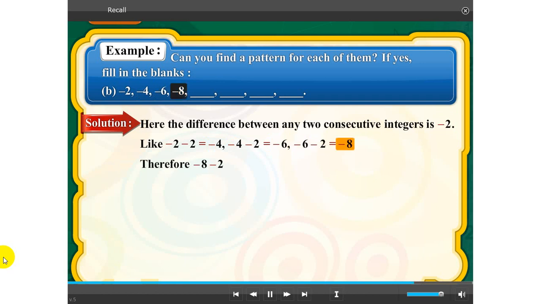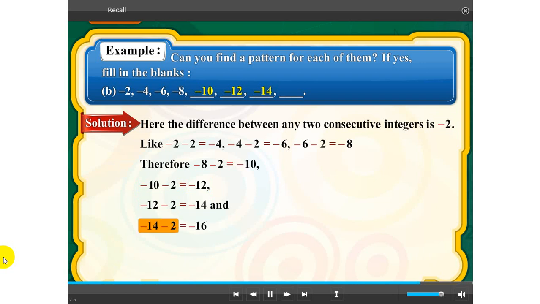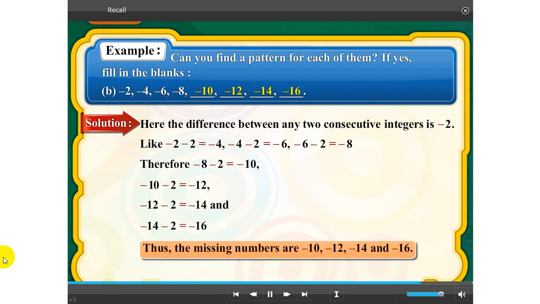Therefore, -8 minus 2 is equal to -10. -10 minus 2 is equal to -12. -12 minus 2 is equal to -14. And -14 minus 2 is equal to -16. Thus, the missing numbers are -10, -12, -14 and -16.